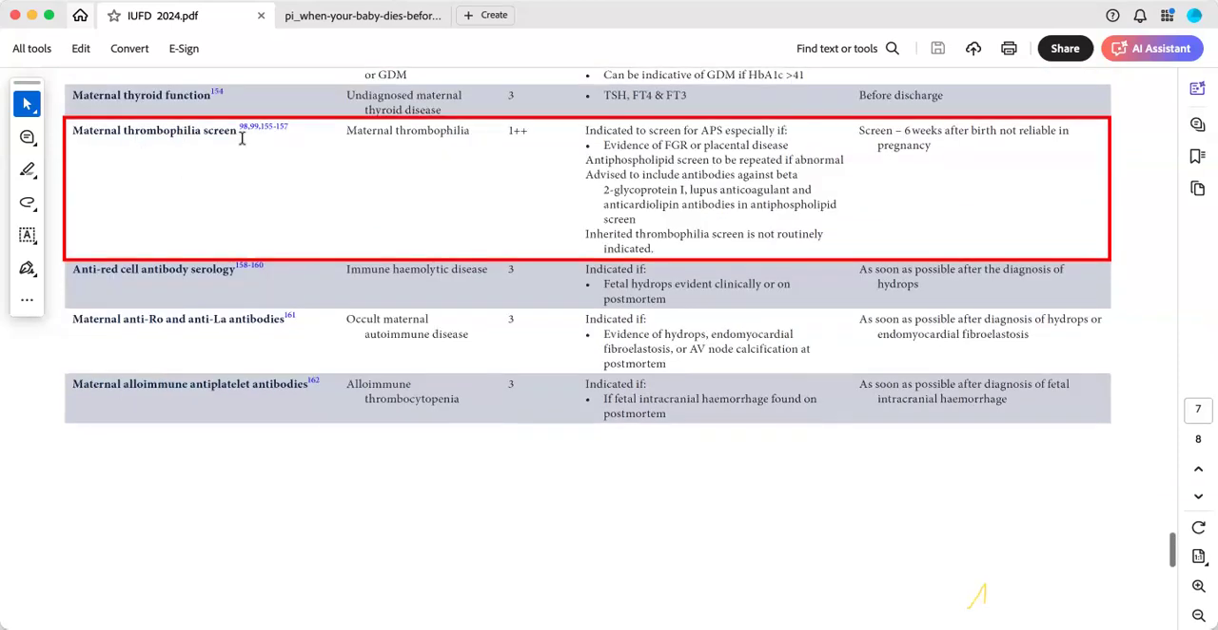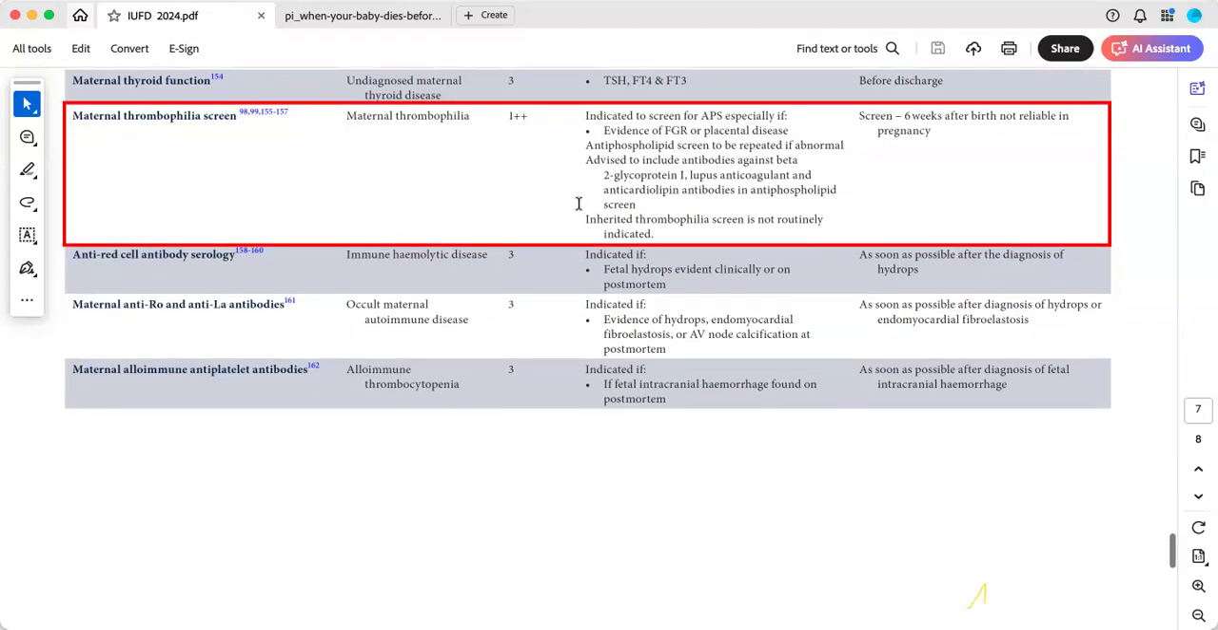Maternal thrombophilia screening, indicated to screen for APS, especially if evidence of FGR or placental disease. Antiphospholipid screen to be repeated if abnormal. Advised to include antibodies against beta-2 glycoprotein 1 or lupus anticoagulant and anticardiolipin antibodies in antiphospholipid syndrome.